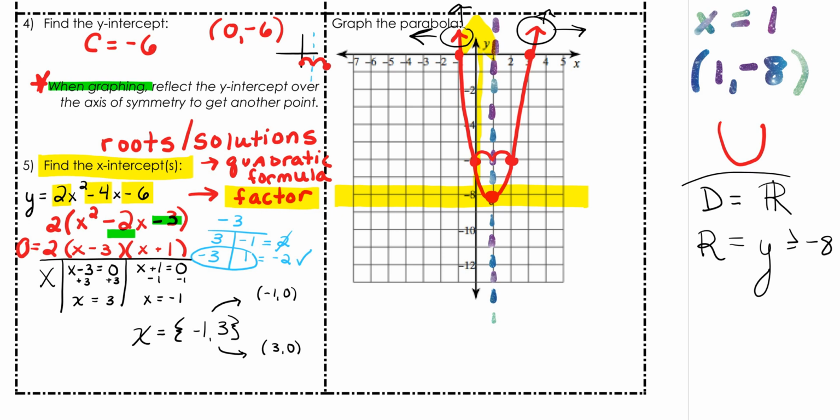So notice most of the time your domain is going to be all real numbers, but your range will change. It all depends on where the vertex is. And it's either going to go above that point or below that point, depending on if it's an up-facing parabola or a down-facing parabola. Okay, let's go on to the next question.